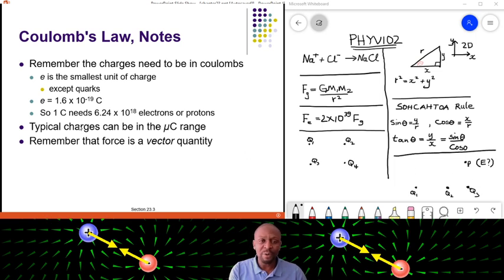What is also important in this slide is that in order for you to have 1 coulomb, you need 6.24 multiplied by 10 to the power 18 electrons or protons. I just want you to see that you really need many electrons or protons in order to have one coulomb. All right.